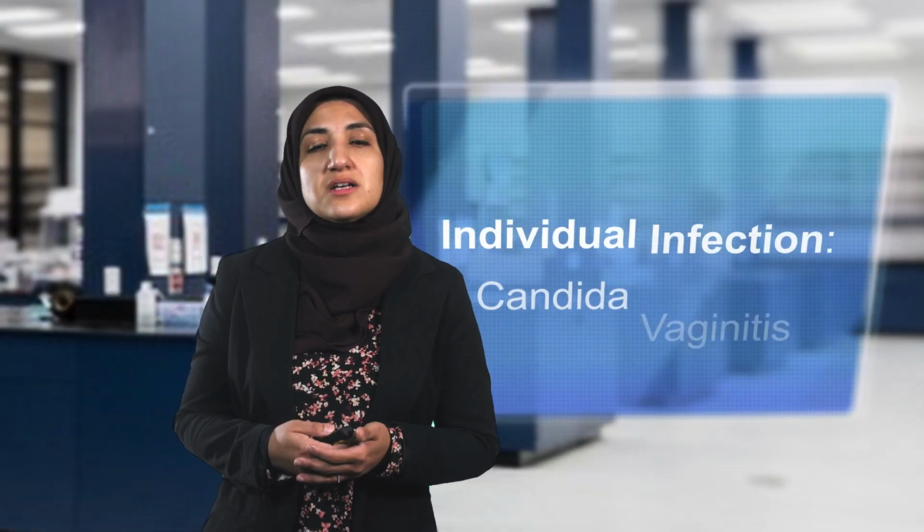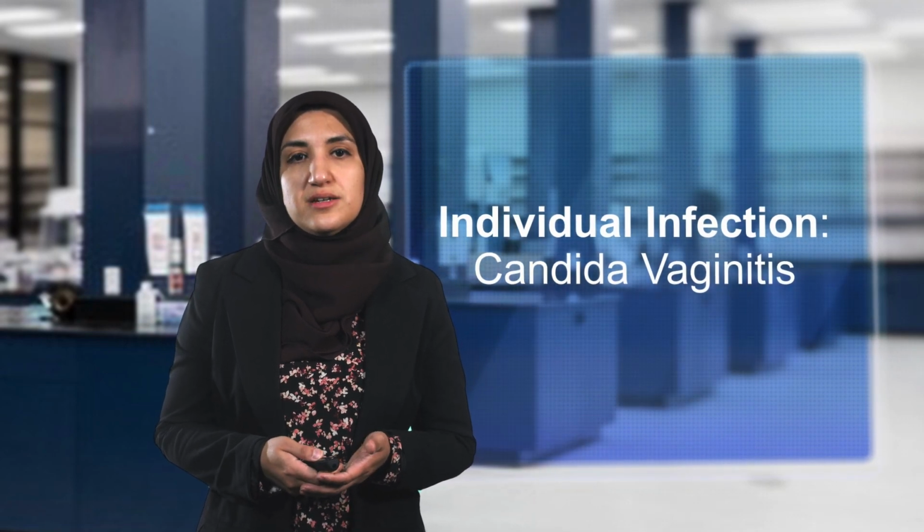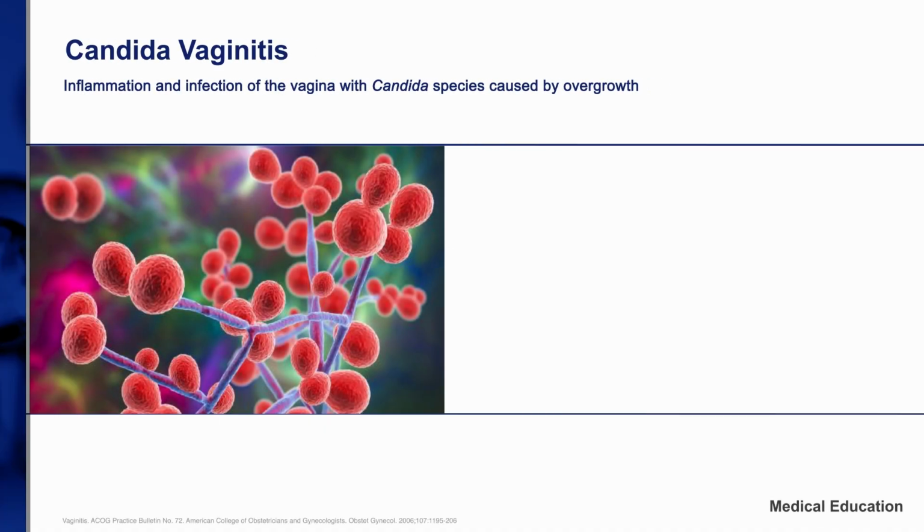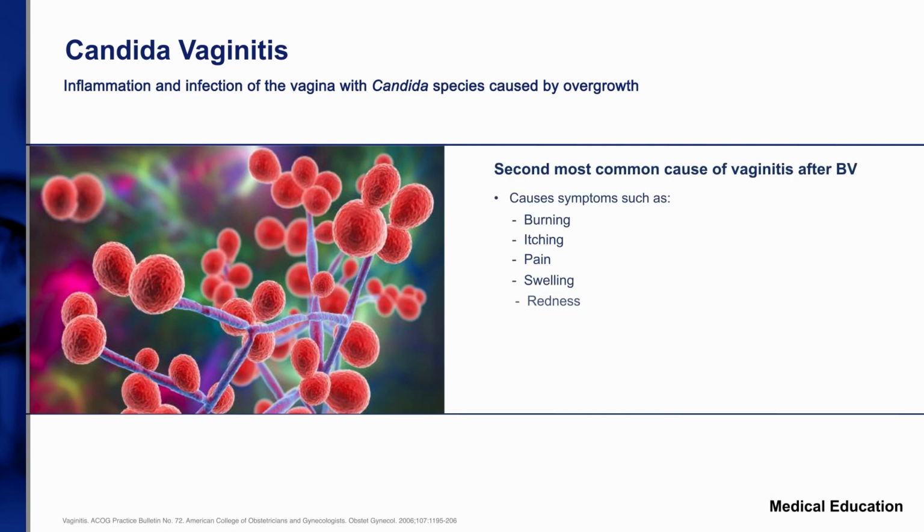So far, we've discussed bacterial vaginosis, which is a multiplayer syndrome. Next, let's discuss the second most common cause of vaginitis, which is candida. Commonly referred to as a yeast infection, Candida vaginitis is caused by abnormal overgrowth of one or more Candida species in the vaginal tract. Candida vaginitis can manifest with multiple symptoms such as burning, itching, soreness, and in some instances, vaginal discharge as well. You may make note that many of these symptoms are nonspecific and can be seen with bacterial vaginosis as well. However, in Candida vaginitis, the vaginal discharge is often described as thick, white, curdy, or cottage cheese-like.